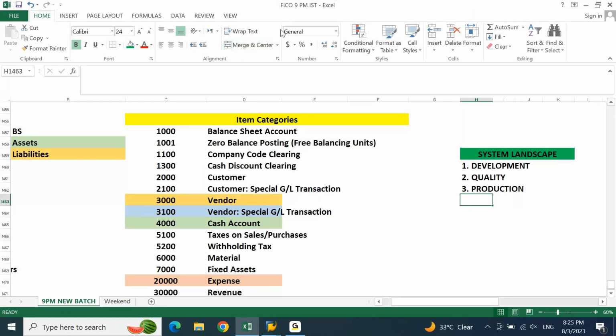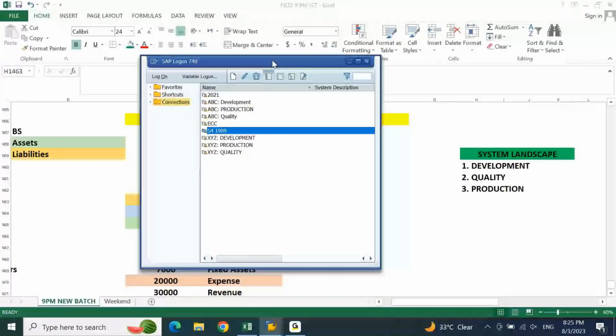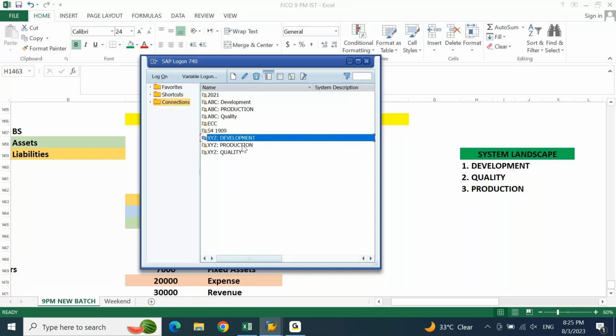When you talk about development, quality, production, if you look at your SAP logon pad, okay, this is your SAP logon pad. On the SAP logon pad, you will find development, quality, production. For any client that you work, for every client there will be three servers. One is development server, quality server, production server, or server is also called as client or system. People use different names, different terminologies. You should not get confused.